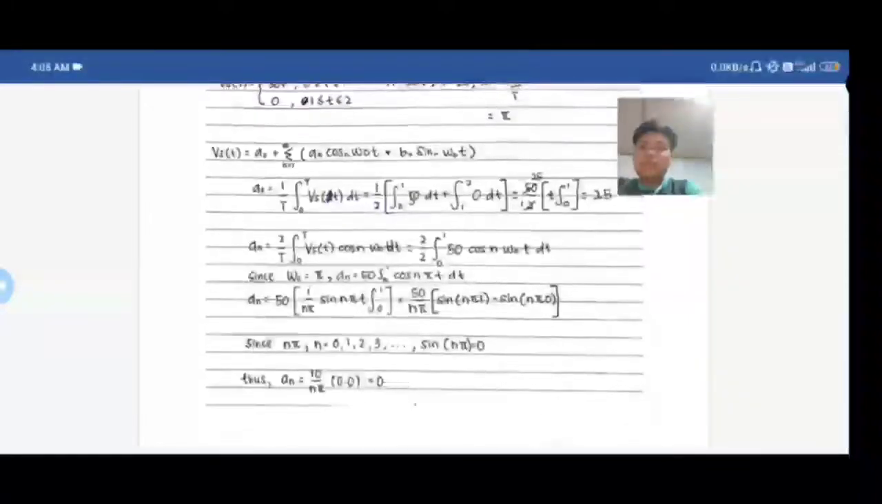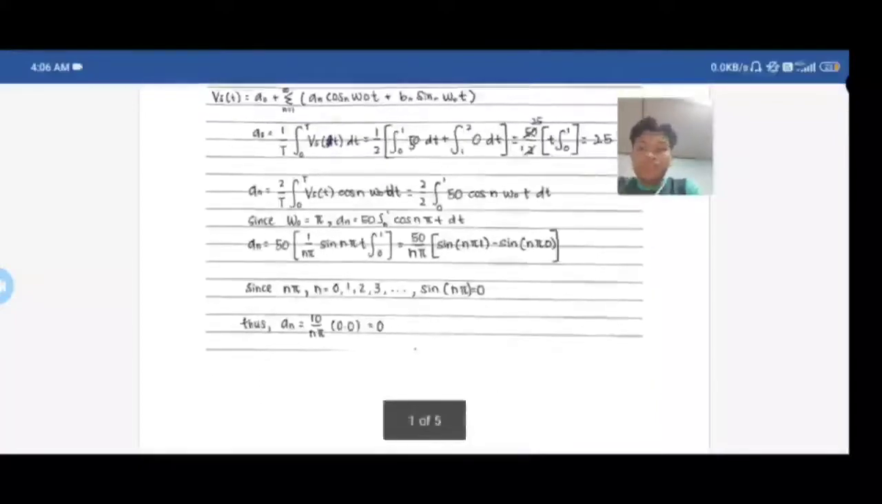So A0 is equal to 1 over T, with the time limit from 0 to T, of Vs(t) dt, equal to 1 over 2. So the time limit is 0 to 1 second, 50 dt, plus for the second part, the time is 1 to 2 seconds, which is 0 value of voltage dt. So it is equal to 25.